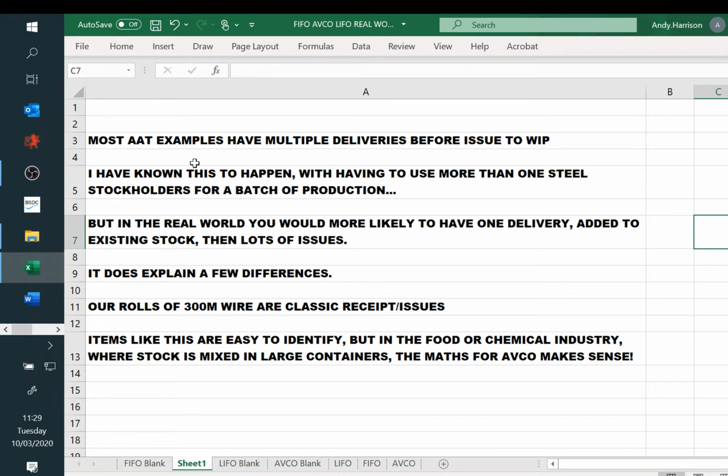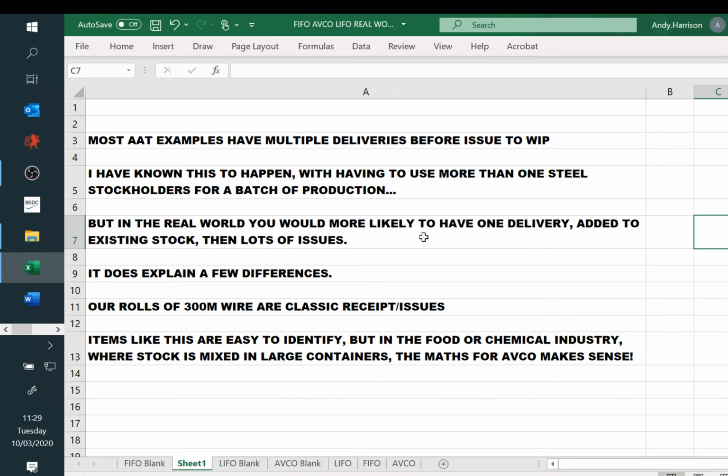So most AAT examples have multiple deliveries or receipts, usually three, and then we issue to production. Whilst I have known this happen, I have had to get steel from different stockholders before we issue it to production. None of them had enough steel in stock, so you get a bit from one, a bit from another.